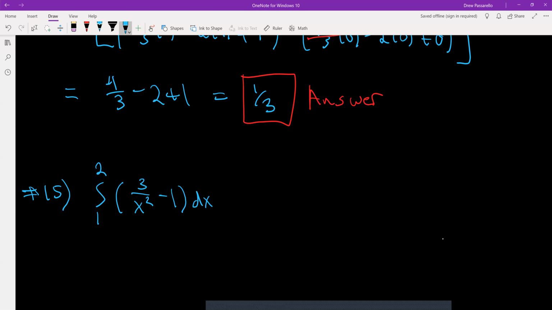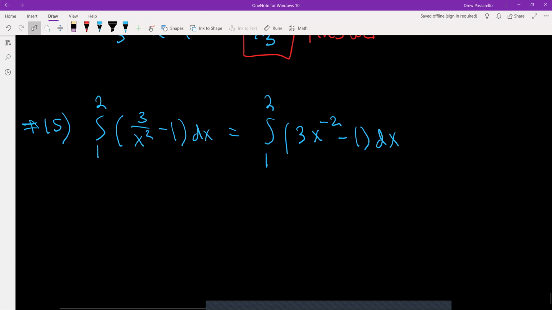All right, so I'm going to need to rewrite it because I have x squared in the denominator. And I could rewrite this. So you're going to be integrating from 1 to 2, and then 3 over x squared is 3x to the negative 2, so that way I can use the power rule, and then minus 1 and then dx. So I needed to rewrite it first so that the x is with the 3 in the numerator, so I can apply the power rule.